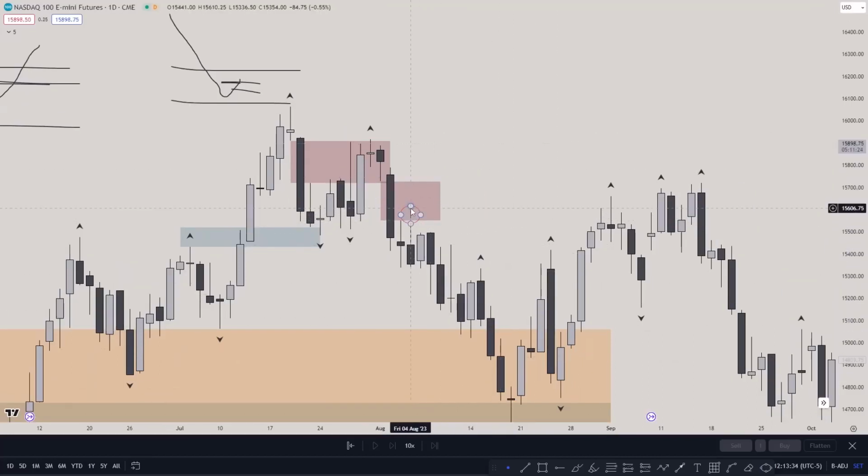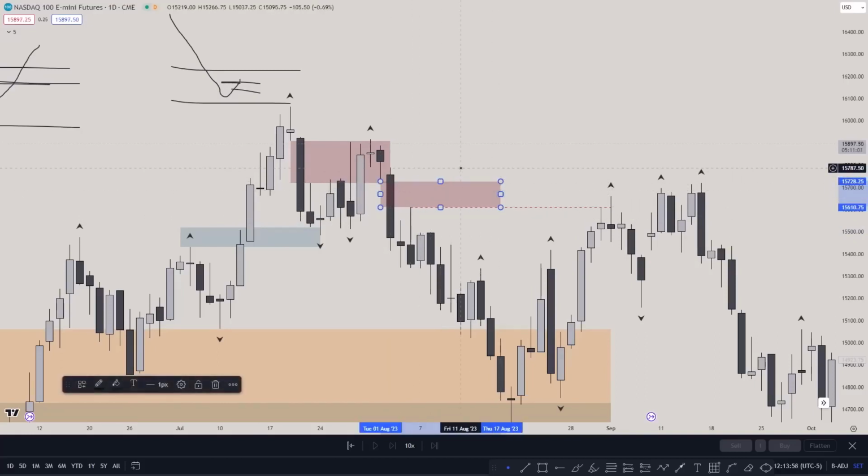When the fair value gap is not fully filled, what do we consider this? An inducement right here. You see how we have an inducement right here, and I can refine my fair value gap, or basically adjust my fair value gap to the unfilled part of the fair value gap, and still, this is still a high probability fair value gap. Why? Because of two things.